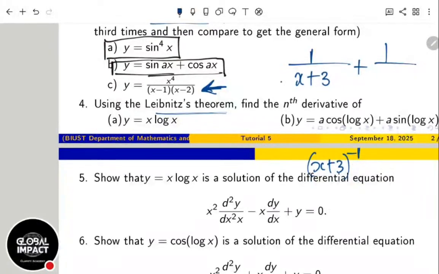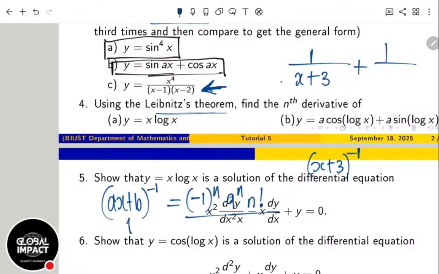Like, what would you do? We saw that, and when I had ax plus b to the negative 1, what was my nth derivative here? It was, you have it negative 1 to the power of n. Then what else did you have? You had a again, a to the power of n. What else did you have? You now had n factorial over this one, which is now ax plus b to the power of n.